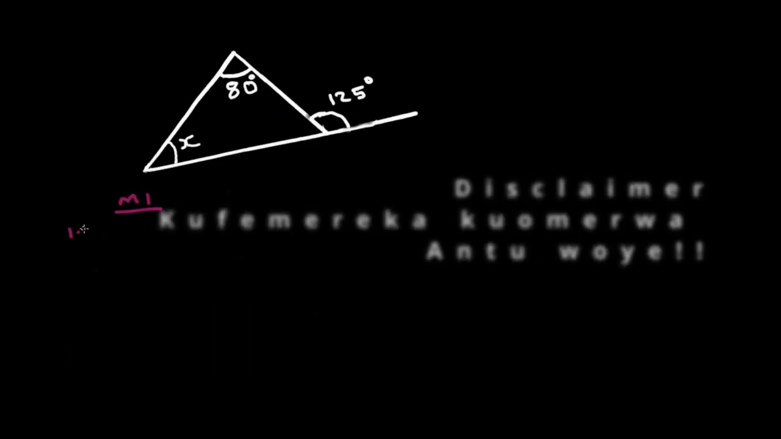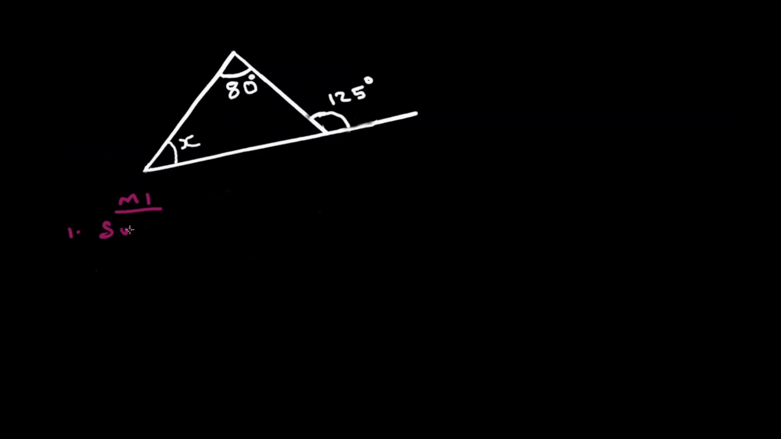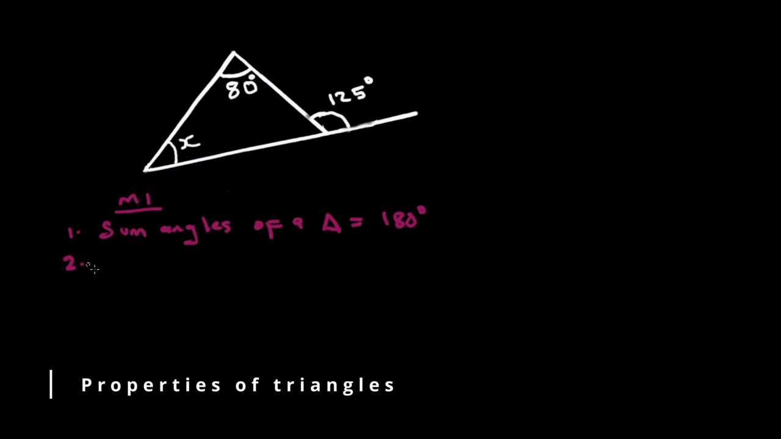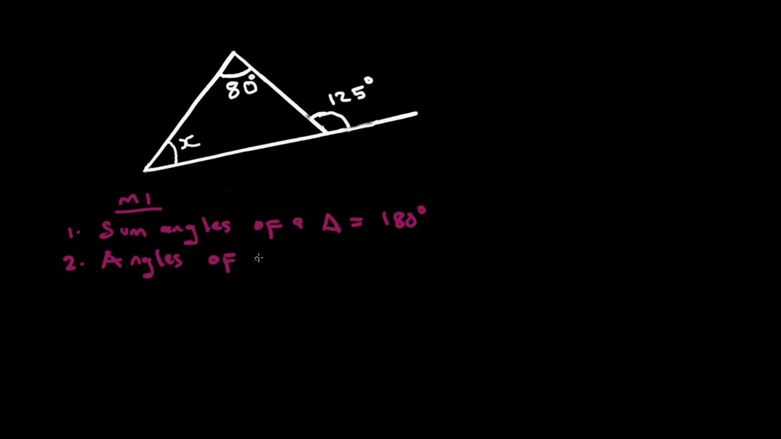Firstly, we should appreciate that the sum of angles of a triangle is equal to 180 degrees. We should also appreciate that angles on a straight line also give us 180 degrees.